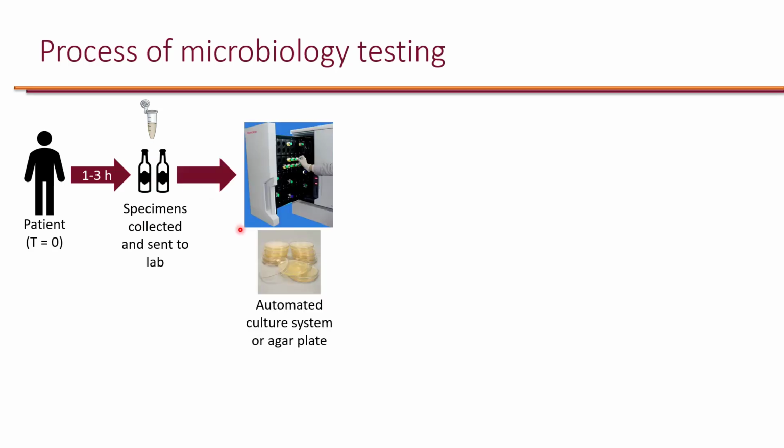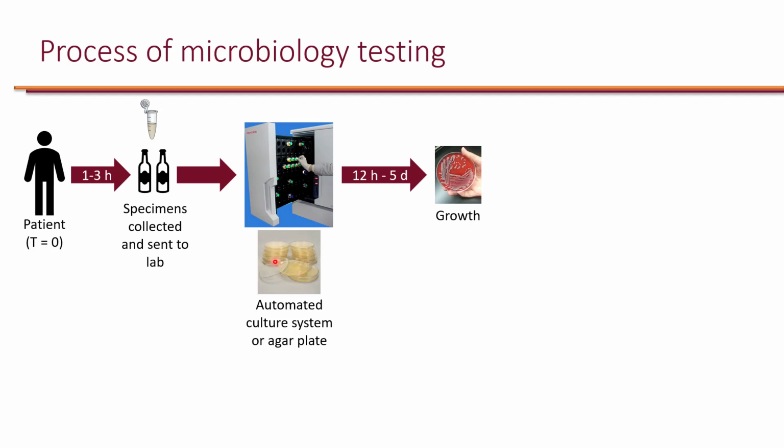And what happens at the microbiology lab is that you typically have to incubate these specimens in order for bacteria to grow before we can detect anything. And this can be done using automated systems, or it can be done on an actual plate. So these plates are called agar plates. And what they are is that they essentially have nutrients in them for bacteria to grow, and you just let them sit there and incubate under the right temperature for bacteria to grow.